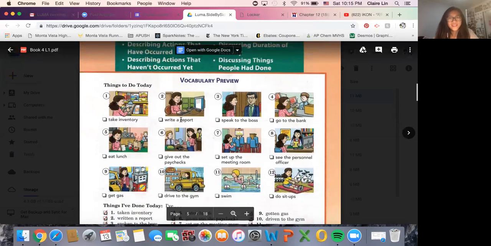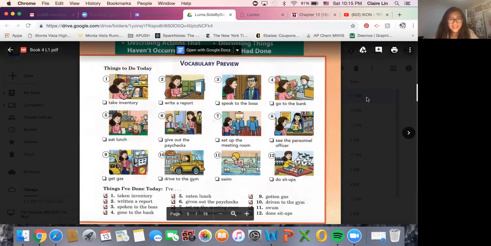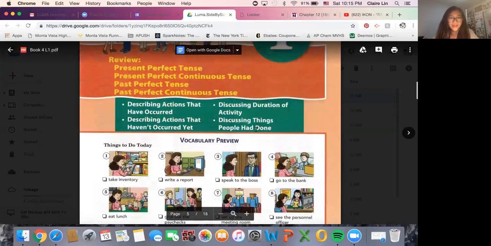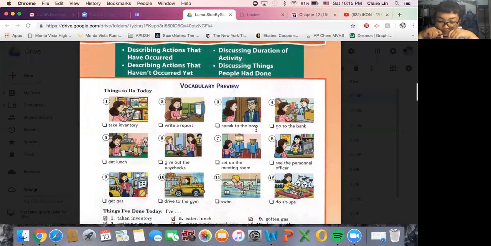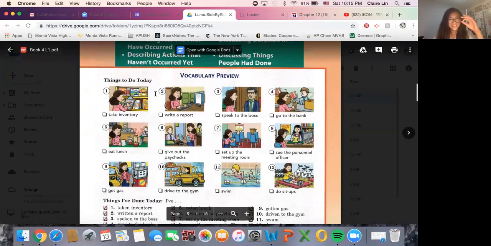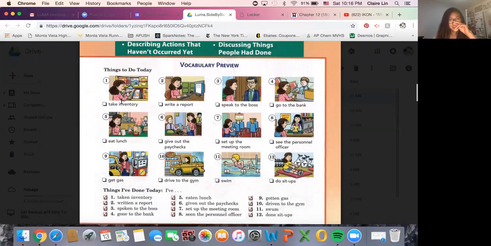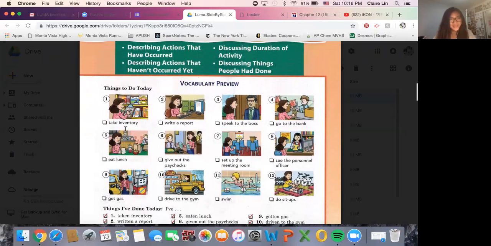Okay, so this is the vocabulary preview. It's a checklist of things that this person is doing today. These are things that they have not done yet, and these are actually all written in, I think, present perfect tense. So they're actions that are completed, but it's still in present tense. Okay, can you guys read it with me?